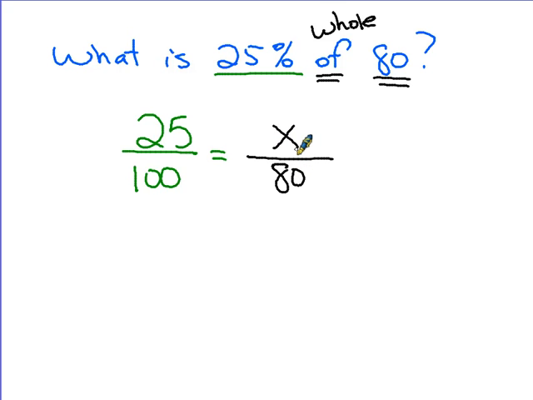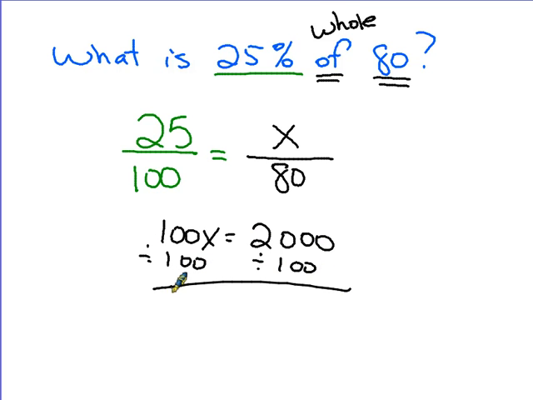I cross multiply, and so that gives me 100x equals 2,000. And I divide by 100 and divide by 100. And that gets me 20. And so 20 would be 25% of 80. And I always want to ask myself if that seems reasonable, and 20 out of 80 seems like it's about 25%, so it seems reasonable.